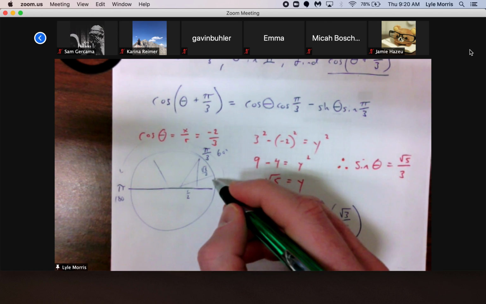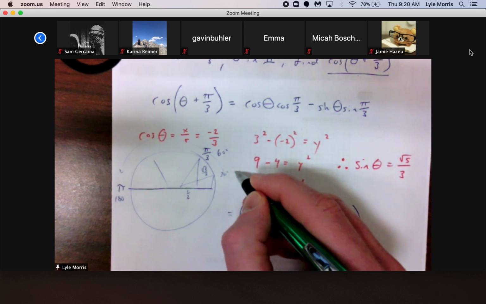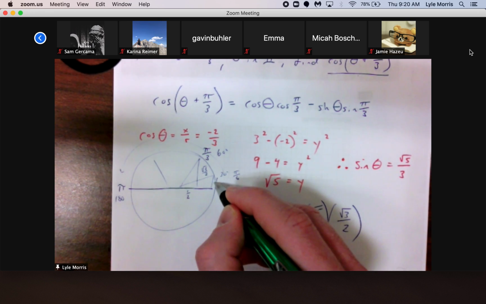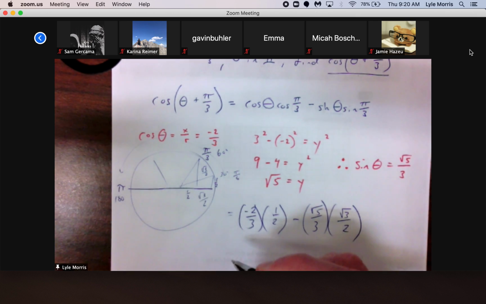The shorter one, like this version, would be 30 degrees, or pi over 6. And then the y value here would be a half, and the x value here would be root 3 over 2.